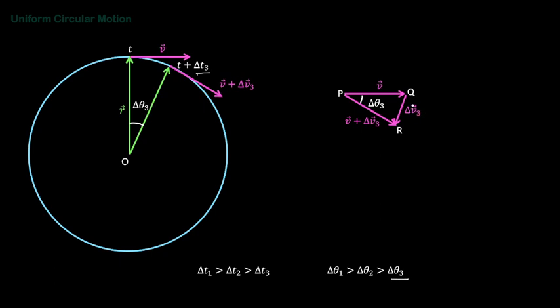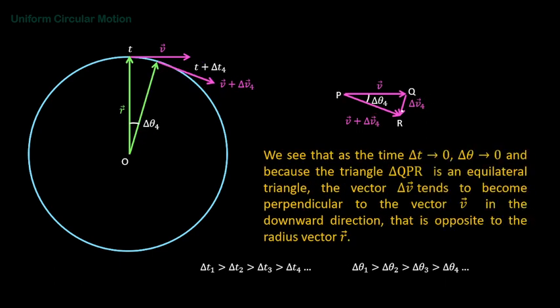We note that the direction of change in velocity is changing as we decrease the time interval. The direction of change in velocity is shifting towards the right. We further decrease the time interval and we see that the direction of change in velocity has shifted further towards the right.